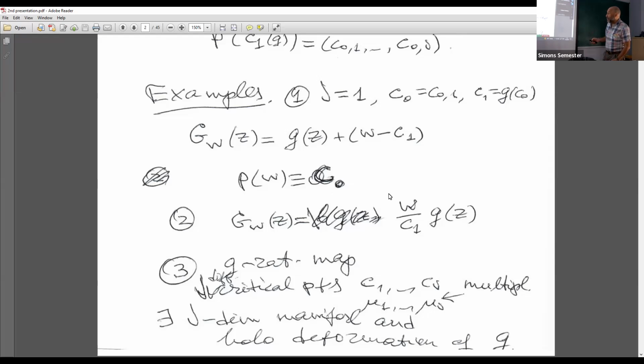Yet another, but it should be proved. I will talk about this later, I hope, that if G is a rational map, then it can be naturally included in a holomorphic deformation. Not all rational maps nearby, but rational maps that preserve multiplicities at the critical points. So locally preserve the number of different critical points. Okay, then it will be a holomorphic deformation.